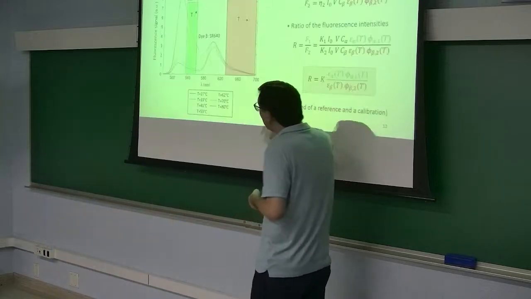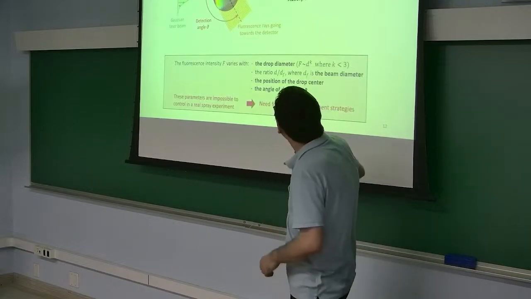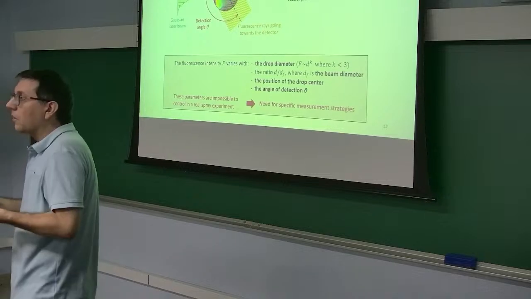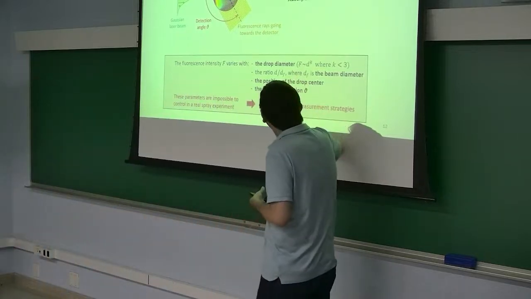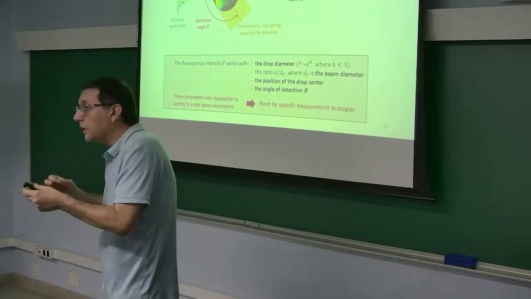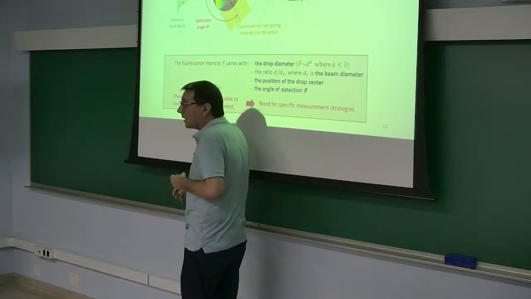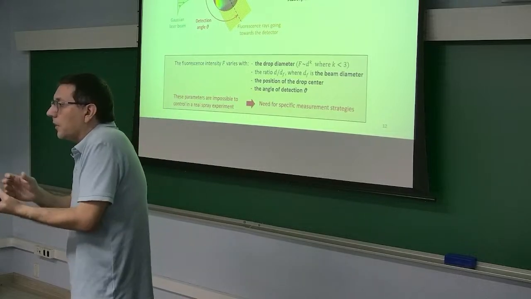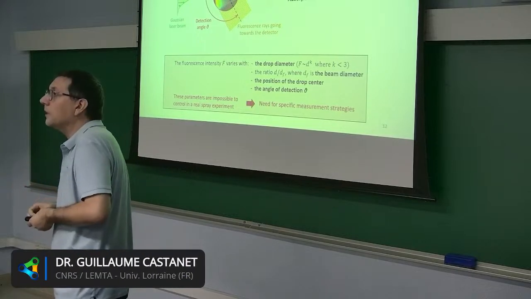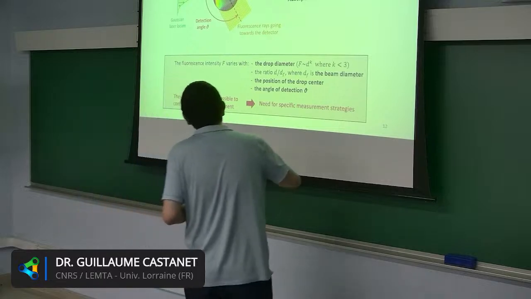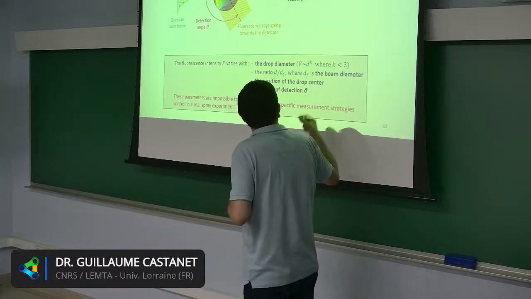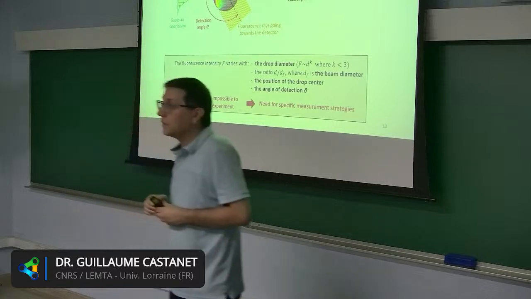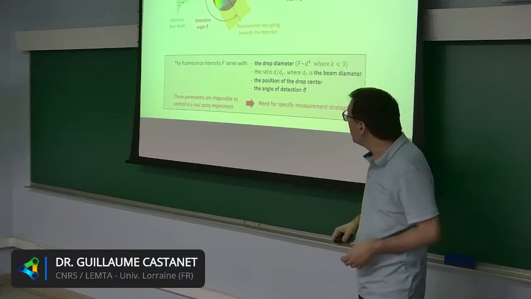And it turns out, if we are doing a bit of modeling, that the fluorescence signal that is emitted by a droplet increases with the size of the droplet, but is not exactly proportional to the droplet volume. And it is also a function of the droplet position relative to the laser and to the detection optics. And in practice, this is a problem because it is not possible to control the position and the size of the droplets in a real spray. So the main challenge for the measurement would be to have some specific strategy of measurements to deal with this issue that we don't control the position and the size of the droplets.